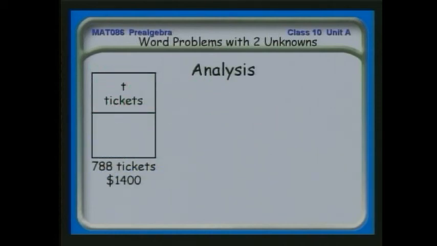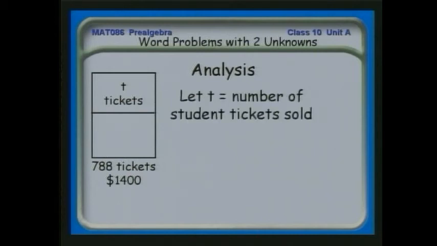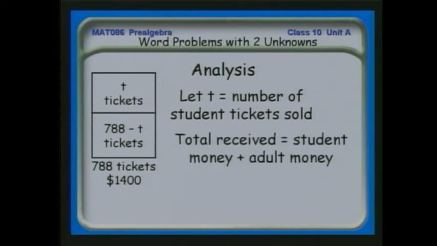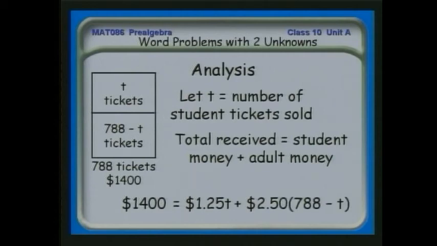Let's continue picking this problem apart. We'll have T tickets, and we'll say that is the number of tickets sold to students. Then if there are that many tickets sold to students, whatever is remaining of the 788 must be sold to adults. So the total received is the student money plus the adult money. Now the student money, we know the total is $1,400. Then the student money must be the price paid by each student times the number of students. The adult money is the price paid by each adult times the number of adults.